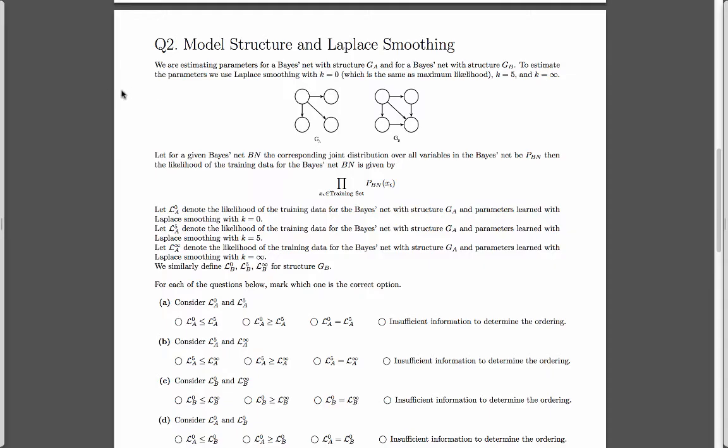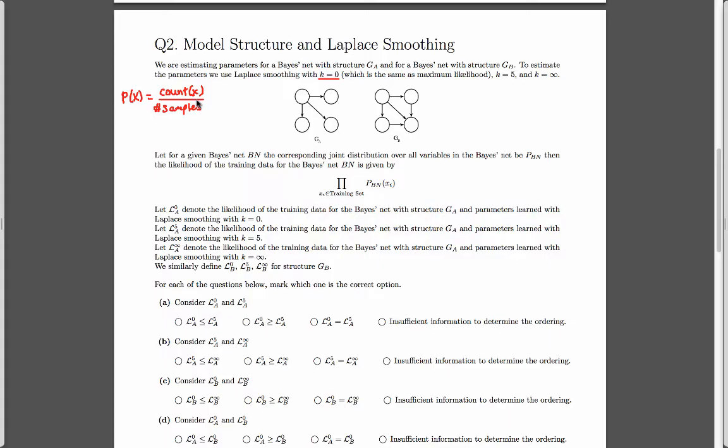The way we do that is we can use maximum likelihood estimation, which is the same as Laplace smoothing with k equals 0. What this looks like is if you want to estimate, for example, P(x), this is going to equal the count of x, so the number of x's in your data set, divided by your total number of samples. And this corresponds to maximizing the likelihood of your data if you use this value for computing P(x).